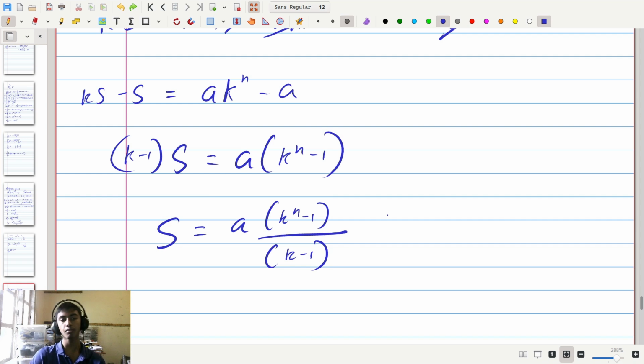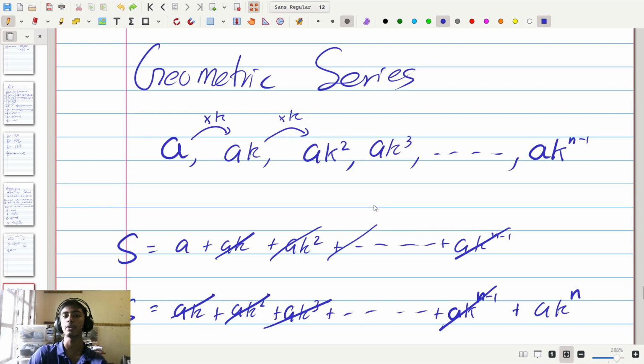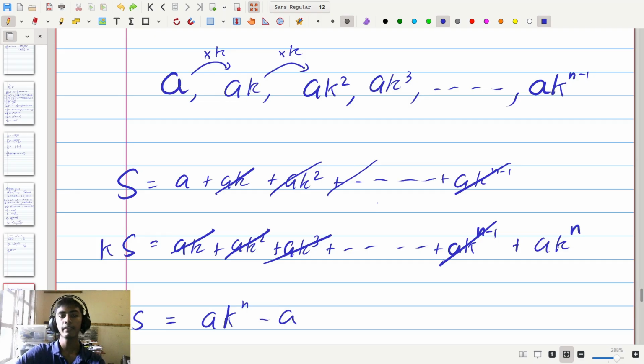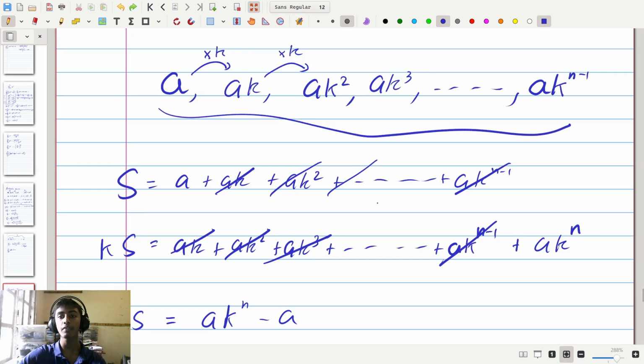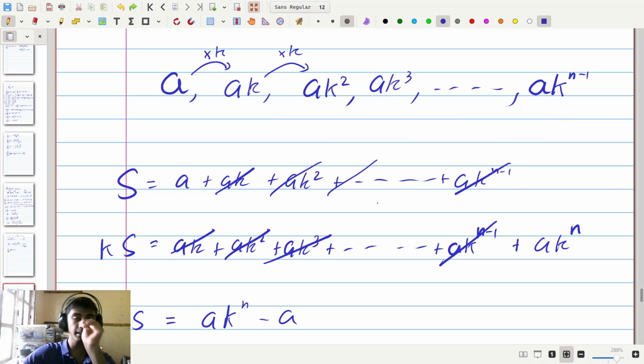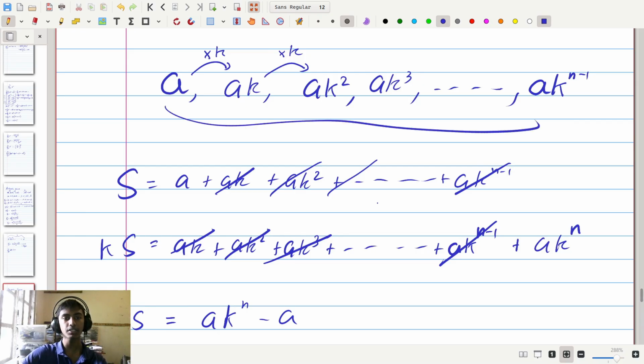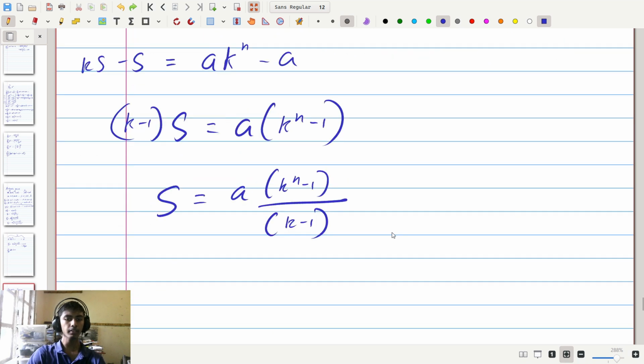If k was equal to 1, however, of course, we can find our sum in a different way. If k was equal to 1, then every single one of these terms would be equal to a, since multiplying by 1 does nothing. So therefore ak would be the same as a, ak squared would be the same as a, all of the terms would be the same as a. In which case, we just have a total of n number of a's being added together. Therefore, in the case where the value k is equal to 1, our total sum would be just a times n.